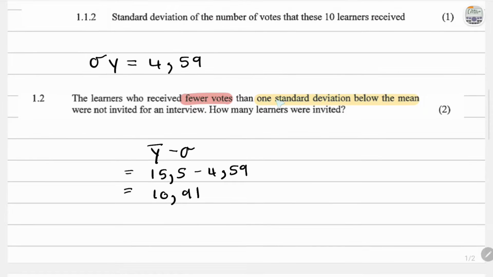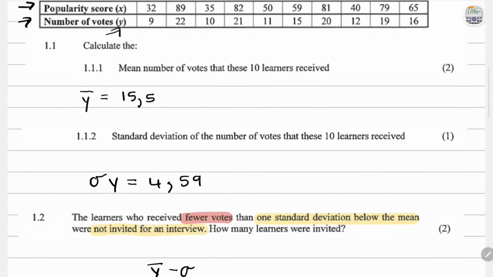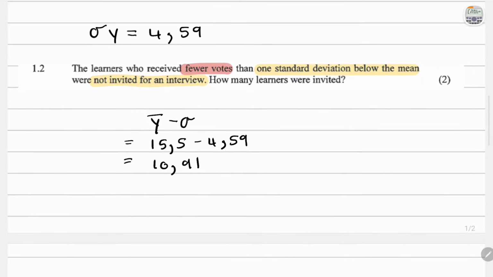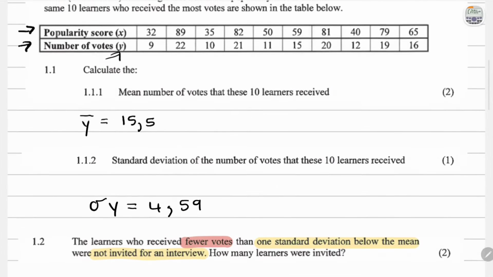So this is one standard deviation below the mean, right? And they're specifically saying the learners who received fewer votes than this, that they were not invited, okay, for that interview, not invited. So let's think about it, fewer than this. So we're going to look at our numbers, right? The votes that we have, and we're going to look for values that are lower than this because fewer votes than one standard deviation below the mean. Okay, so let's find out how many votes are less than this, 10.91.